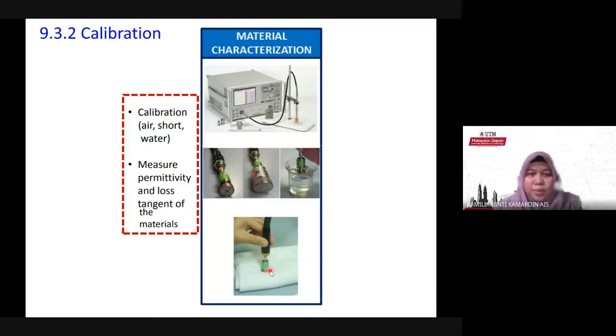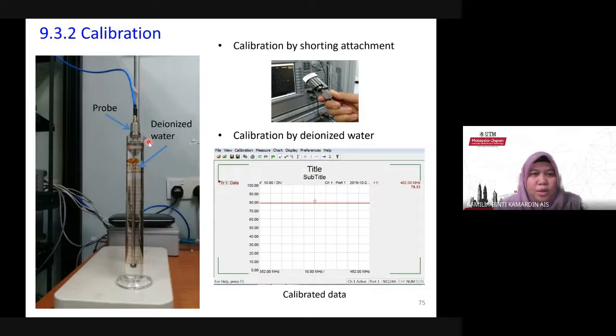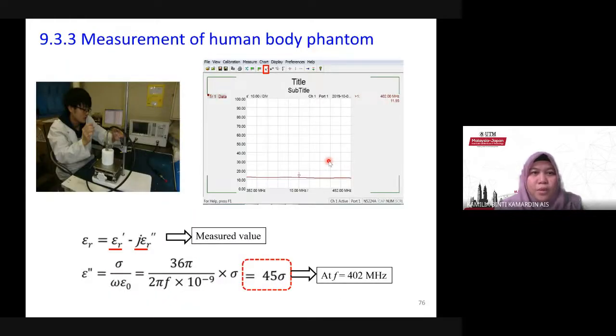Okay, so the permittivity of air is 1. So we have to ensure that we get this value when we measure so that it will be calibrated. Similarly for water, we put deionized water and we should be able to get the value of epsilon prime around 79 to 80. So this indicates that it is calibrated, and we also have to calibrate for short. Okay. And then we can proceed with the measurement of the sample.